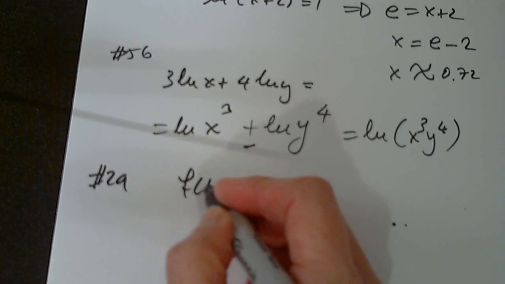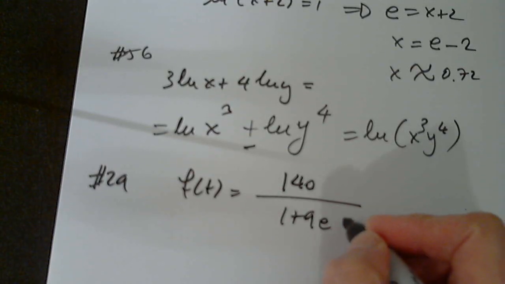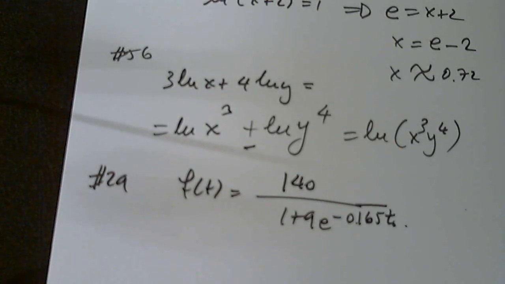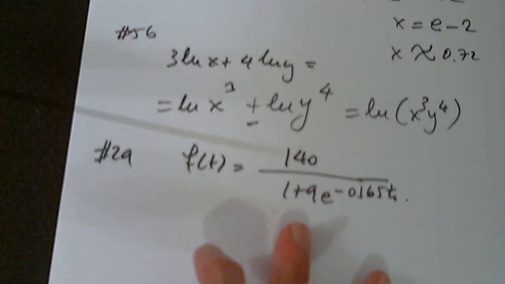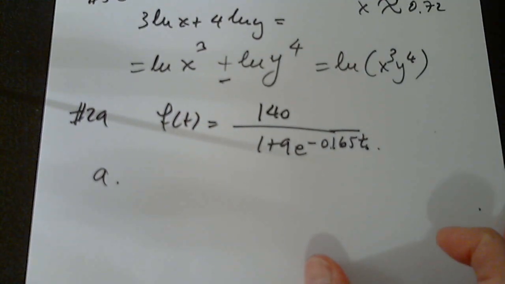And we have f of t equals 140 divided by 1 plus 9e to negative 0.165t. It describes the population of an endangered species of elk t years after they were introduced to a non-threatening habitat. Okay. Now, how many elk were initially introduced to the habitat? So initially, how many were introduced to the habitat?